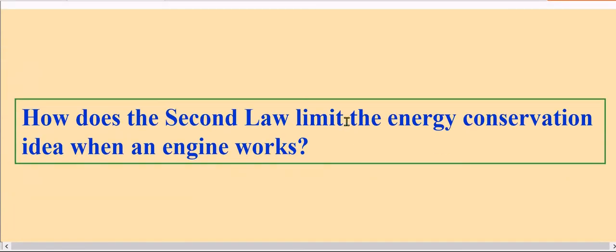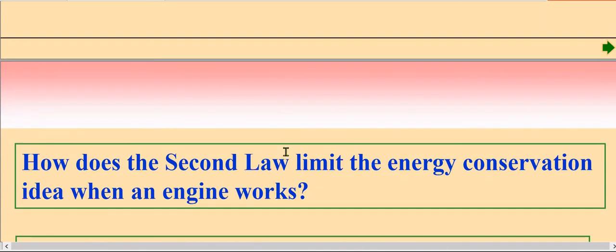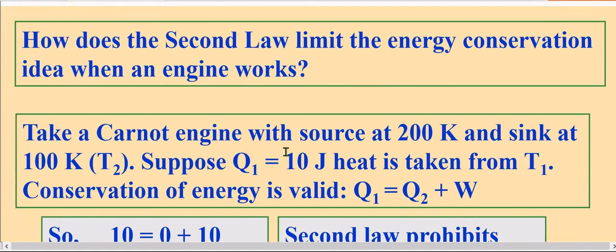How does the second law limit the energy conservation idea when an engine works? Now let us see. Conservation comes from the first law. So we take a problem. We take a Carnot engine with a source at 200 Kelvin and a sink at 100 Kelvin. Suppose Q1, the heat taken from the source, is 10 joule. Conservation of energy is valid in the sense that Q1 equals Q2 plus W. So whatever amount of work it does, added to whatever amount of heat is given to the sink, will sum up to Q1, the total amount of heat taken from the source.